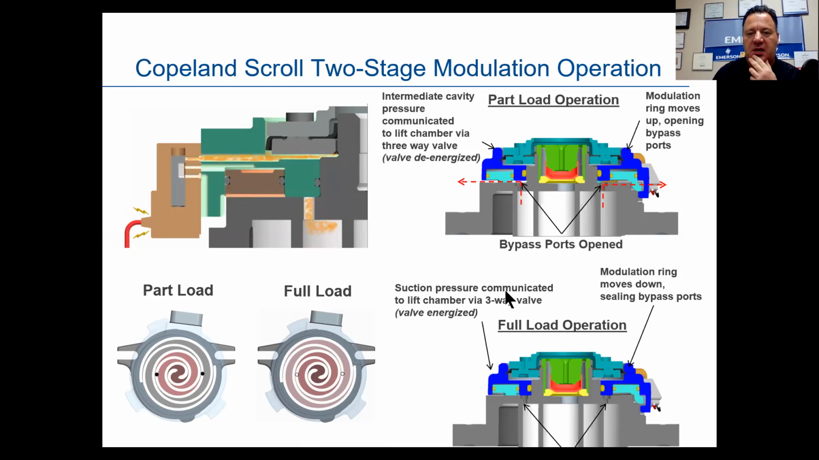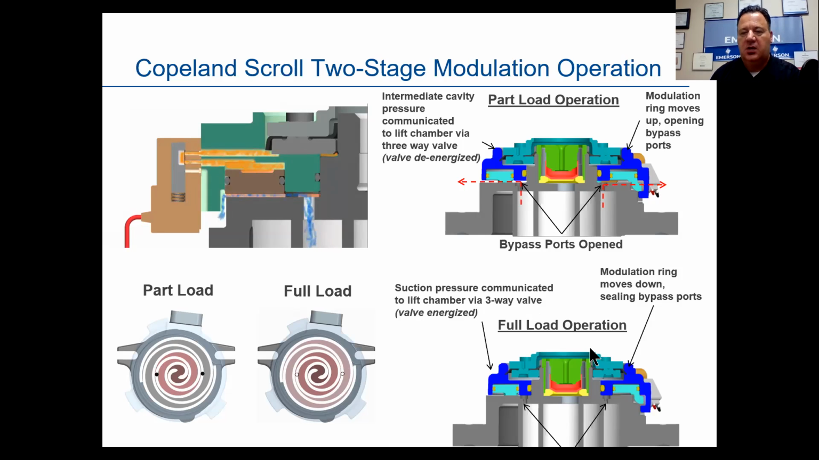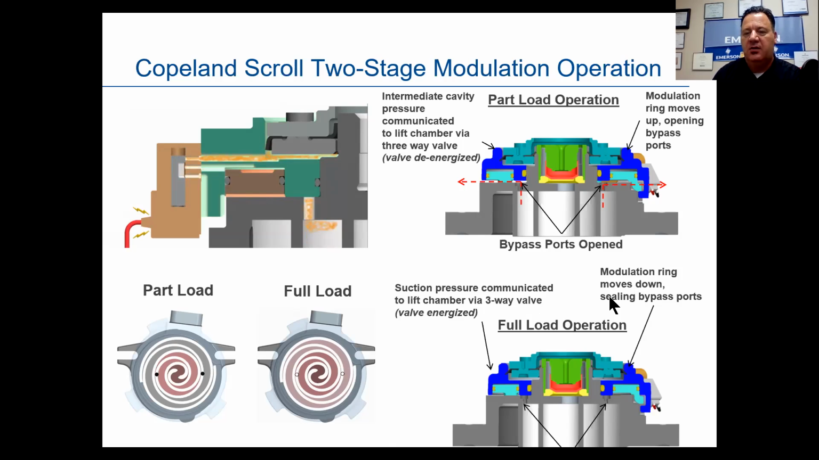Suction pressure communicated to lift chamber via a three-way valve. Here we're fully loaded. Modulating ring moves down, sealing the bypass. You can see that ring slips, that module ring slips and allows that gas to bypass, doesn't block it. It bleeds out of there.